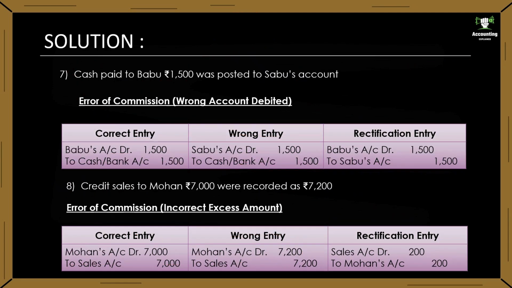Next transaction is cash paid to Babu rupees 1500 was posted to Sabu's account. Instead of Babu, you have taken Sabu. So it is an error of commission, wrong account debited. The correct entry will be debit the receiver. Babu is the receiver. So Babu's account debit 1500 to cash or bank account 1500. Instead of Babu, you have taken Sabu. So the wrong entry will be Sabu account debit 1500 to cash or bank account 1500.